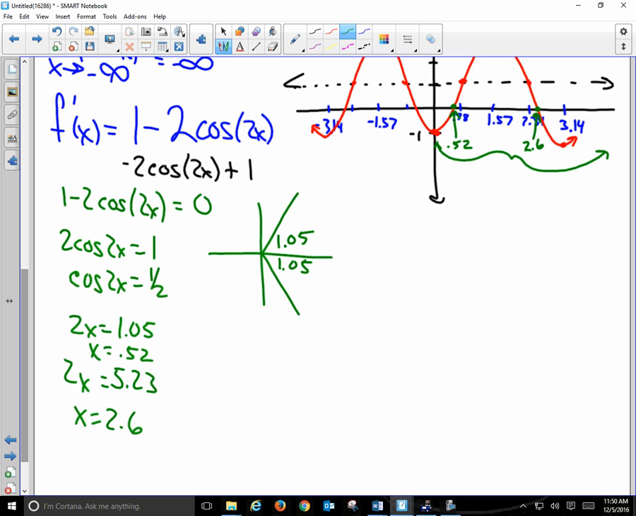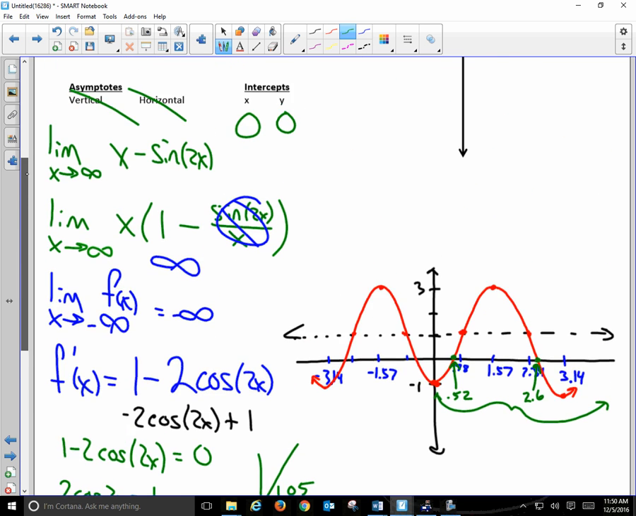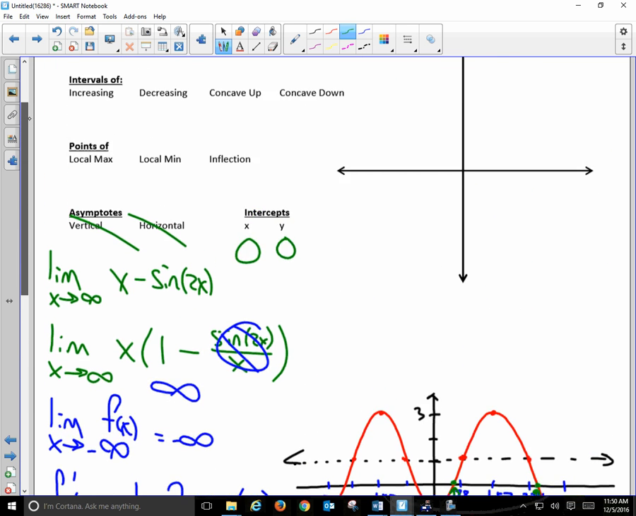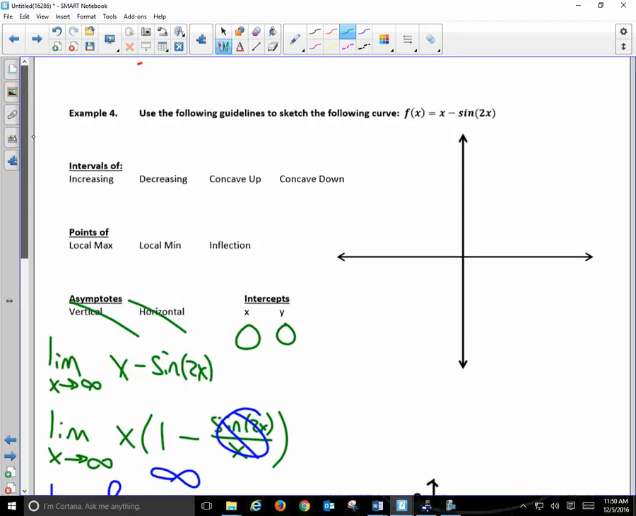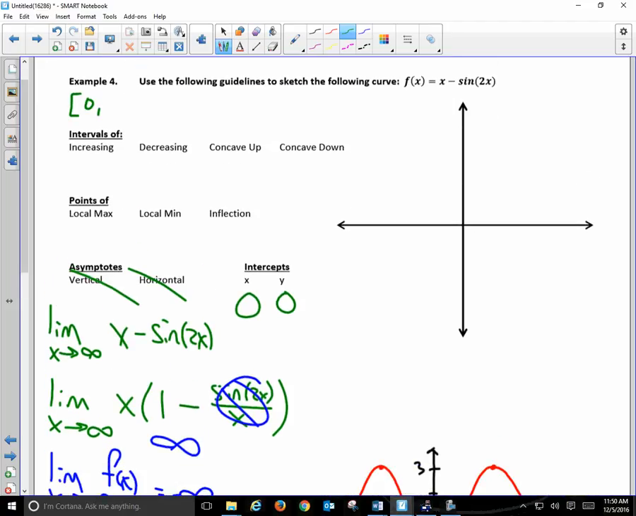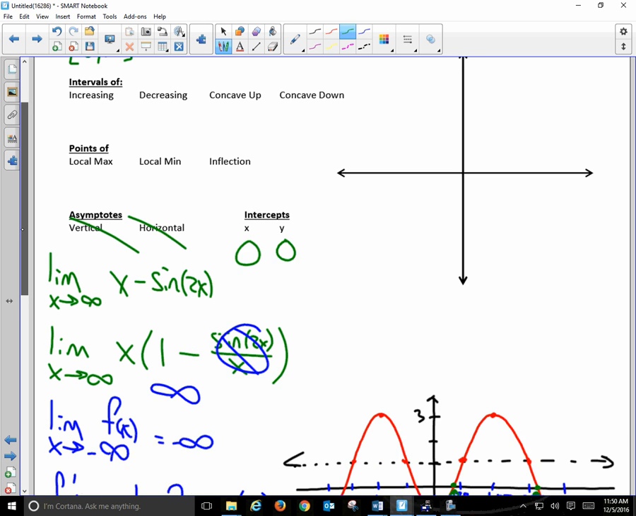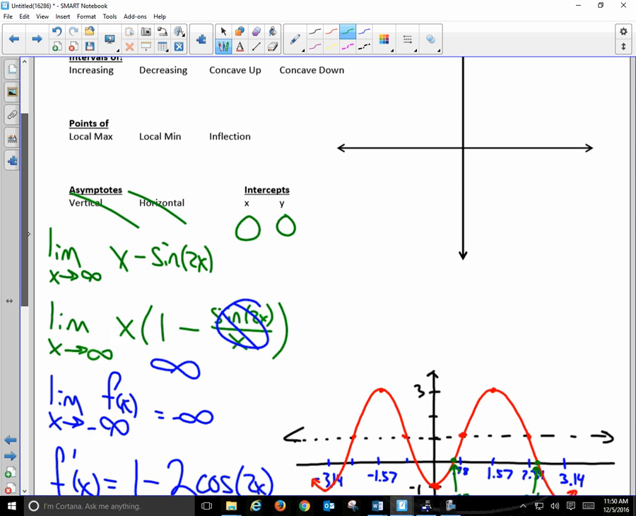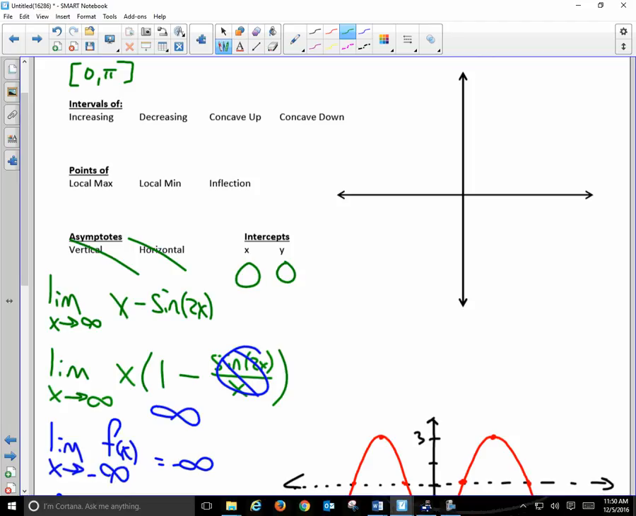So can somebody tell me, just over that interval from 0 to pi, where would it be increasing? 0.52, 2.6. Decreasing from 0 to 0.52, union with 2.6 to, I'll write 3.14.